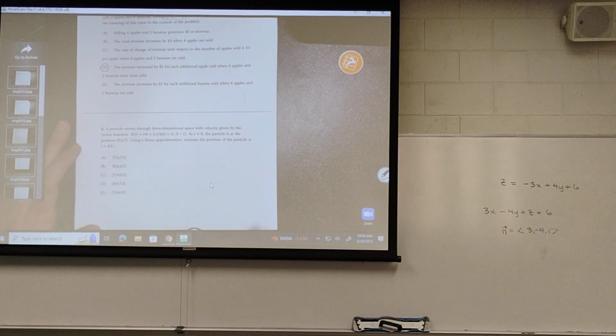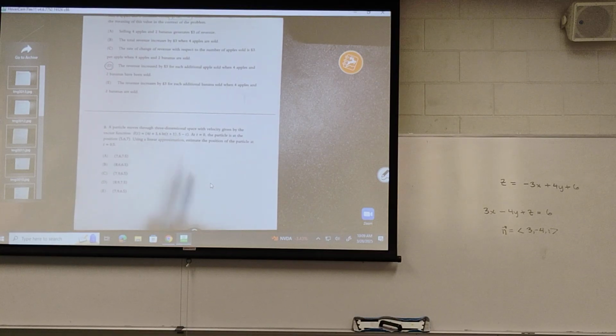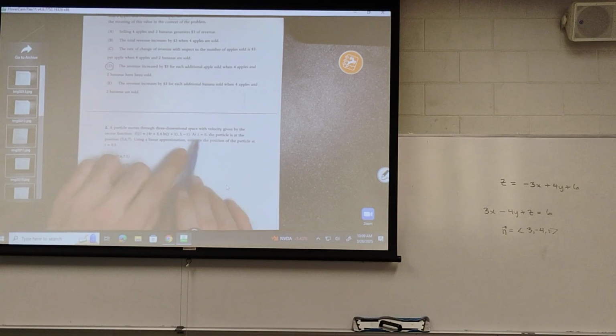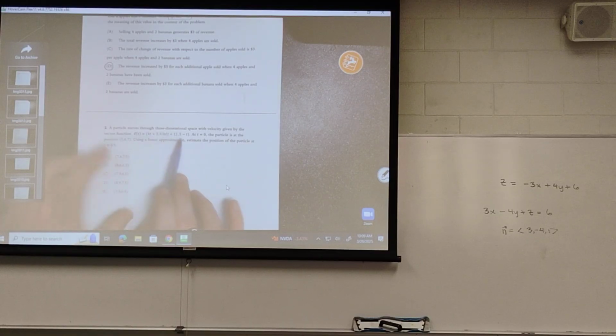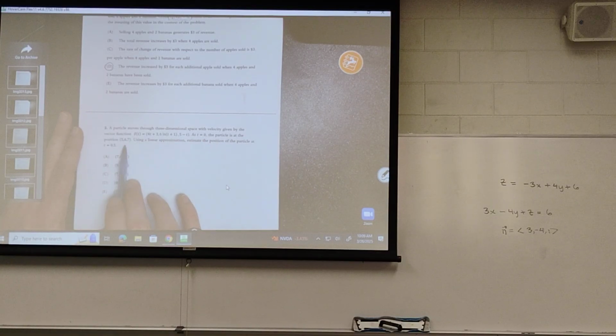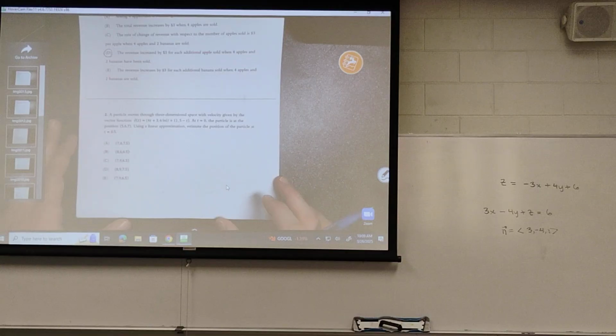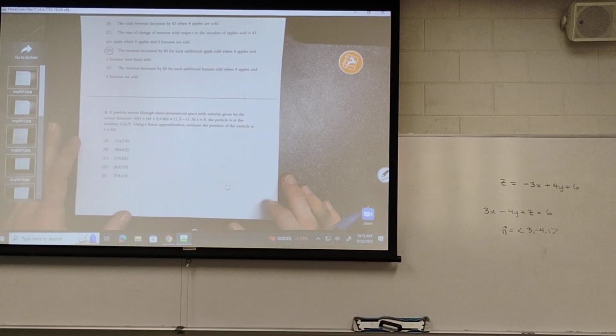All right, number 2. A particle moves through 3-dimensional space with the velocity vector given by this. So this is my velocity. It says at t equals 0, the particle is at the position 5, 6, 7. Using a linear approximation, estimate the position of the particle at t equals 5.